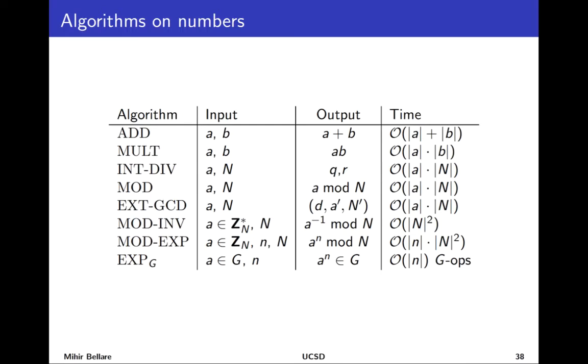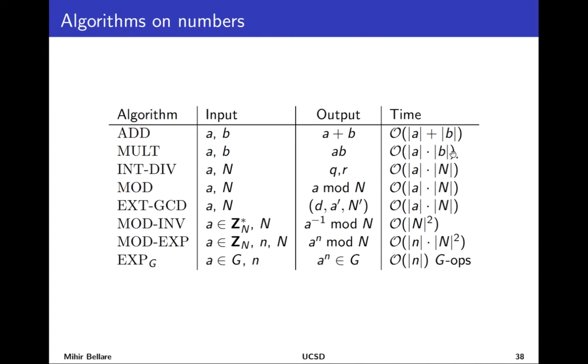We start with very simple things, integer addition and multiplication. There's no mod here, these are just standard operations. And we see something about their running time. For example, addition is a linear operation. Its running time is the sum of the lengths of the two numbers. Again, this returns the binary length.